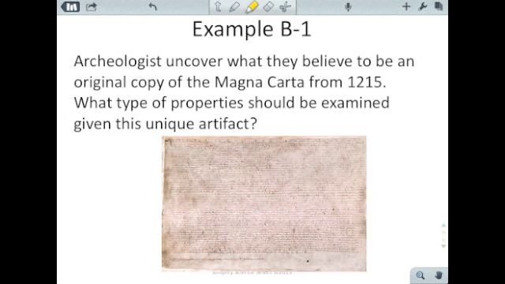So anything that we are going to observe or examine should be a physical property of it. We shouldn't break off pieces and look at the chemical properties, because once we look at the chemical properties, it changes what it is. So we should only be looking at the physical.